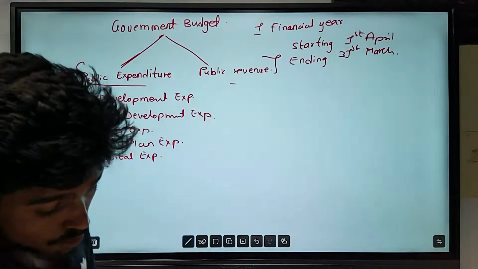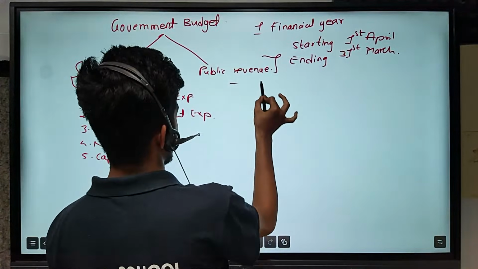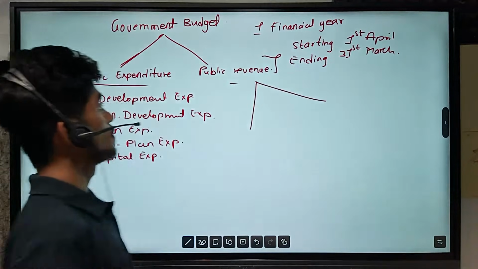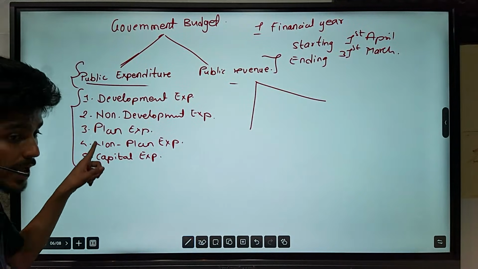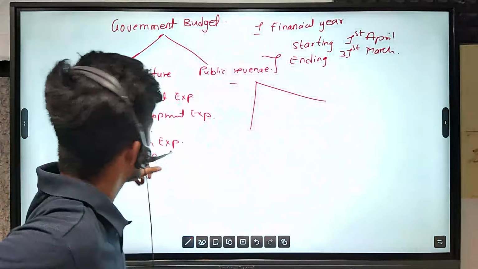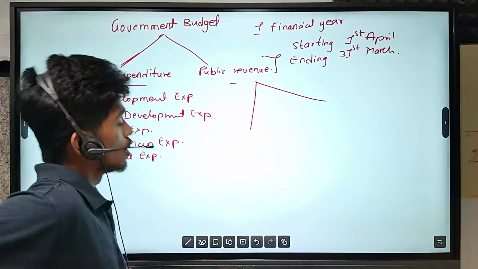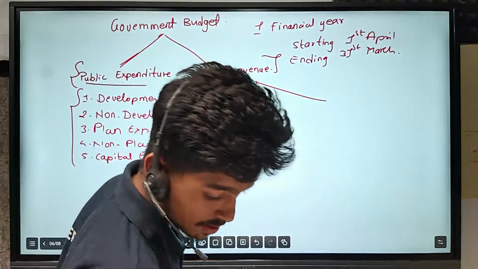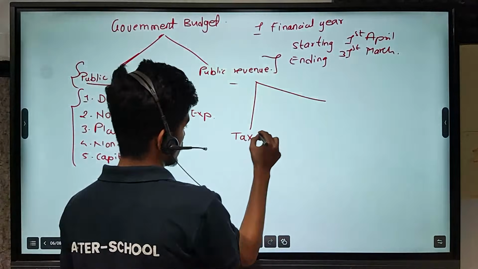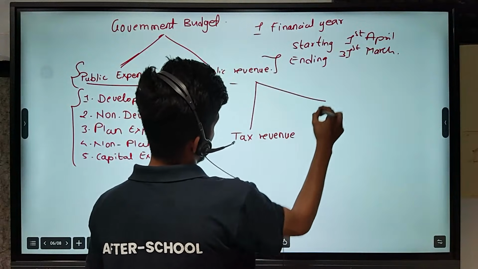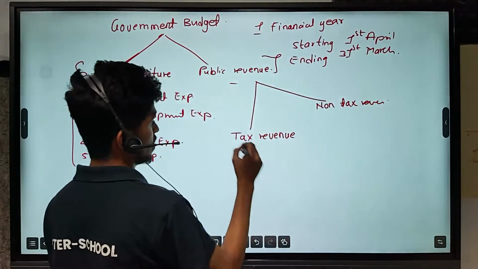Then public revenue is further divided into two types of revenue. These are all the expenditure that the government has to incur. Okay, you have to study this. Now, public revenue, how the government gets the money. So there are two things that you have to remember: tax revenue and non-tax revenue.